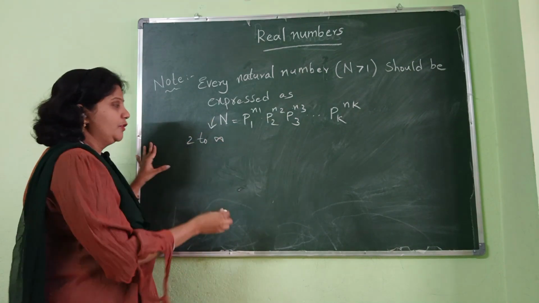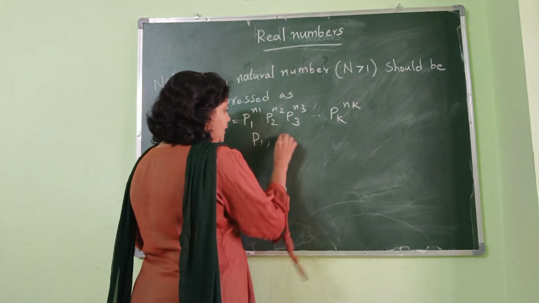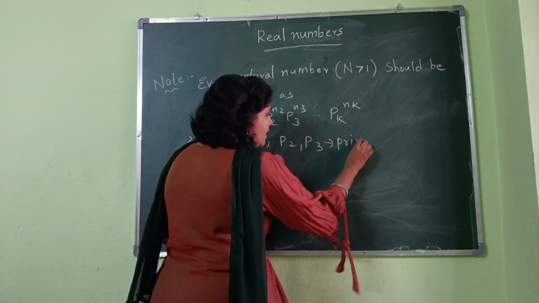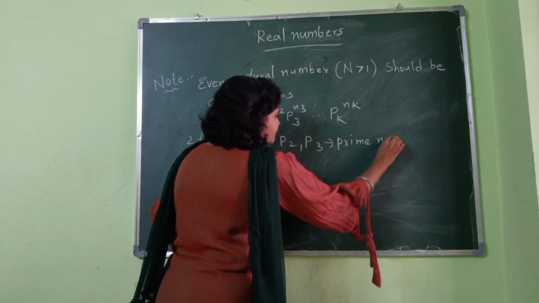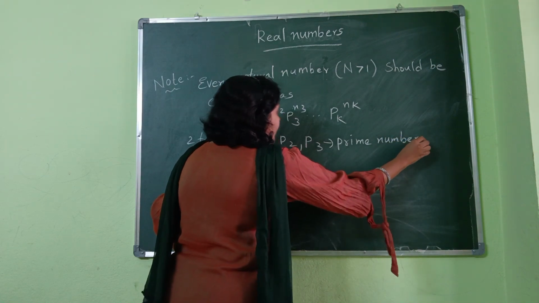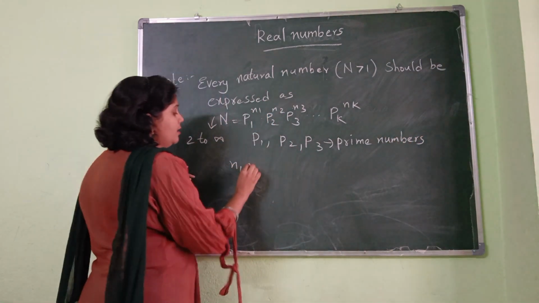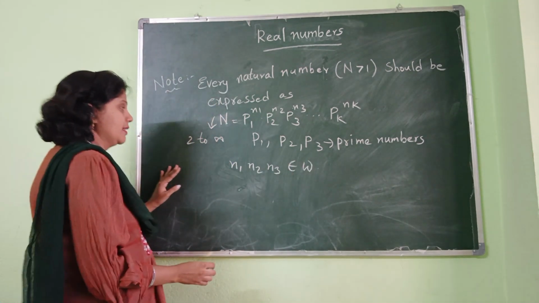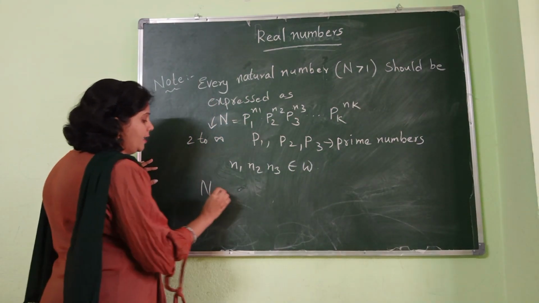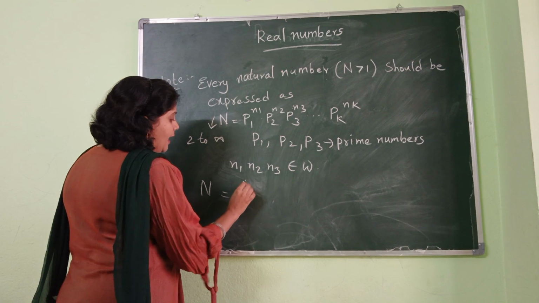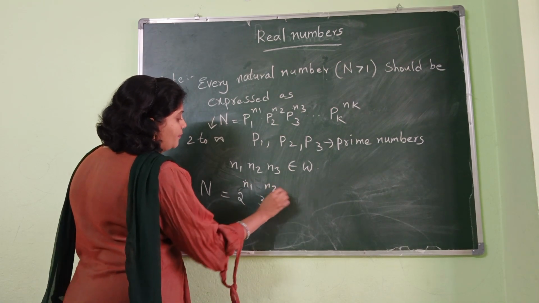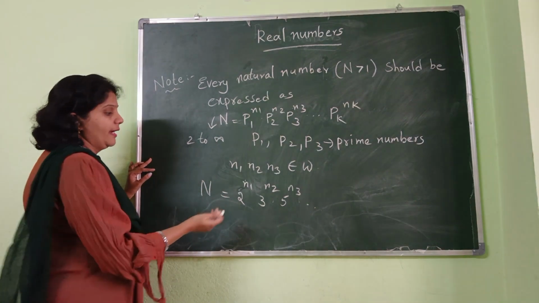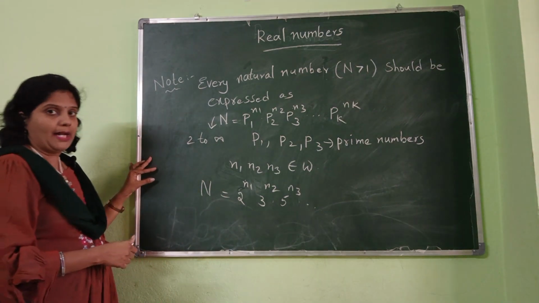So what are P1, P2, P3? P1, P2, P3 are nothing but prime numbers. And N1, N2, N3 are nothing but whole numbers, so they belong to whole numbers. So capital N should be equal to 2 power N1, 3 power N2, 5 power N3, and so on. Here 2, 3, 5, P1, P2, P3 are prime numbers.